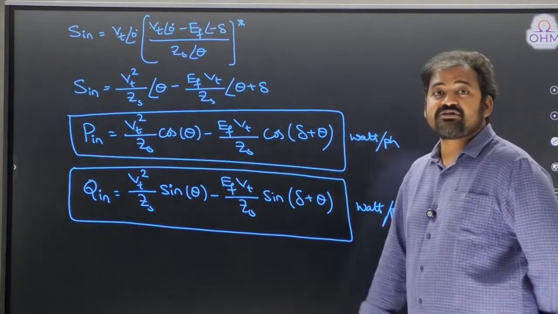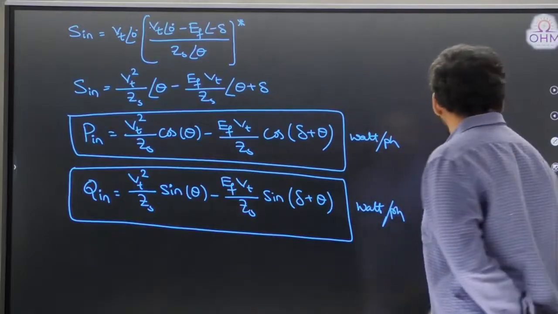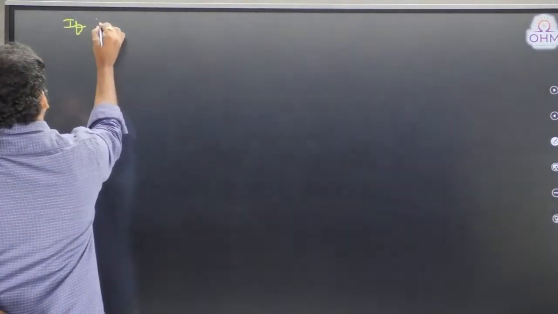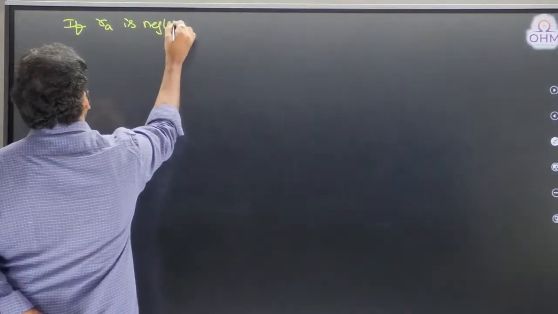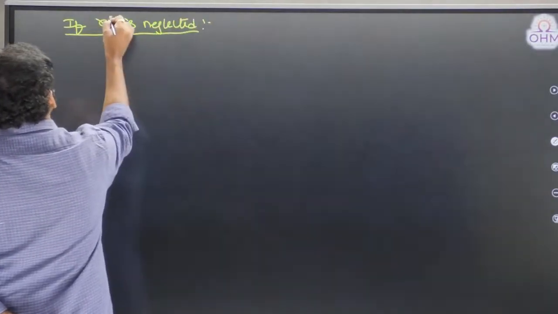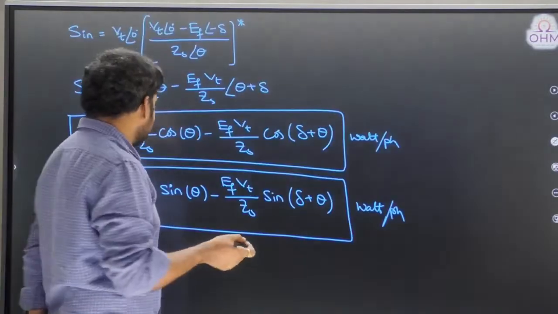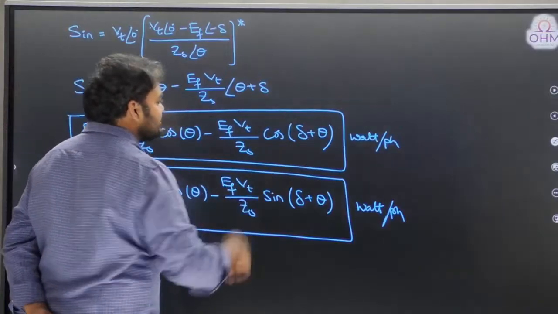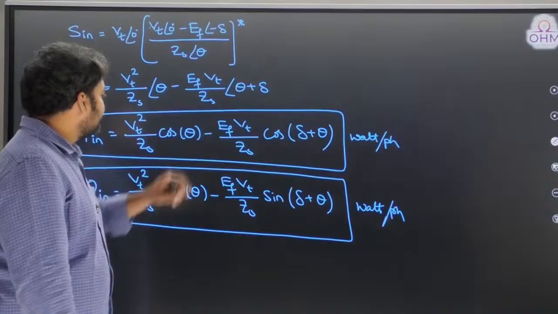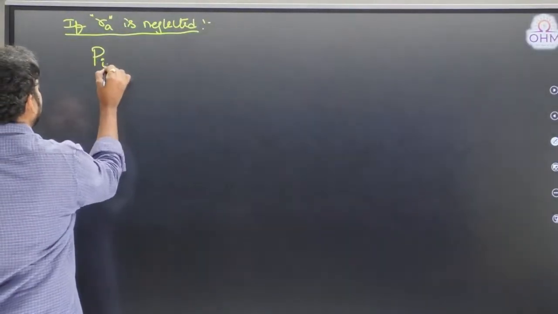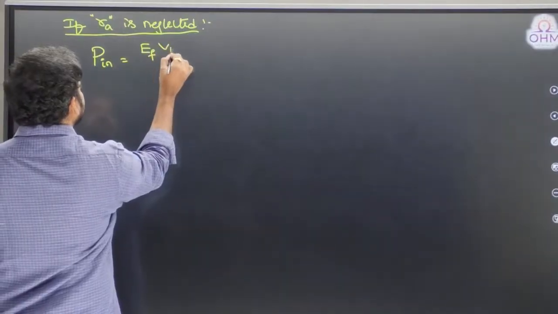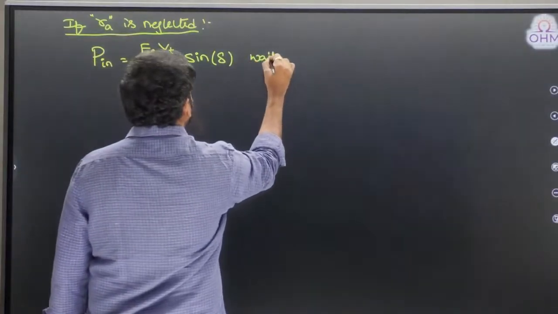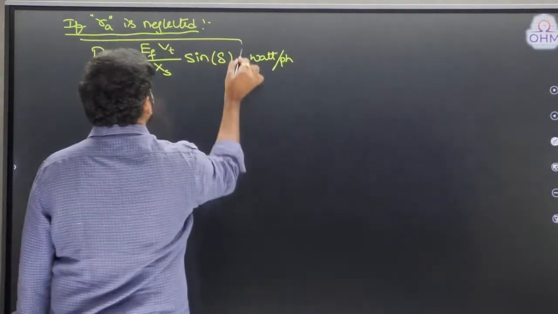But what if I neglect armature resistance? Can I simplify the equations? Yes, we can. Let's go to the next page. If Ra is neglected, what are the changes you can observe? Impedance will become Xs. Impedance angle theta becomes 90. Then theta 90 means, what is cos 90? 0. What is cos of 90 plus delta? Minus sin delta. Minus into minus becomes plus. Therefore, the input active power becomes Ef into Vt by Xs into sin delta. This is the active power per phase if Ra is neglected.